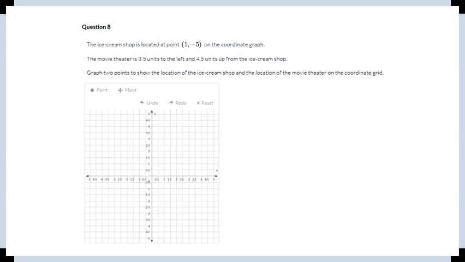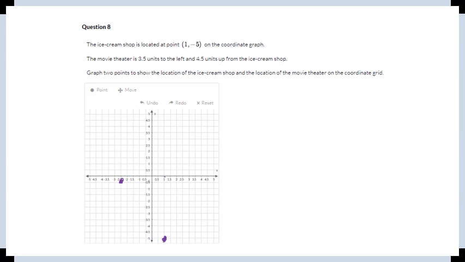Okay, positive 1, negative 5. So I'm going to go over to 1 and go down to negative 5 and plot my point. The movie theater is 3.5 units to the left. So I'm going to move 1, 2, 3.5. So I'm here. Okay, and 4.5 units up. So right there.